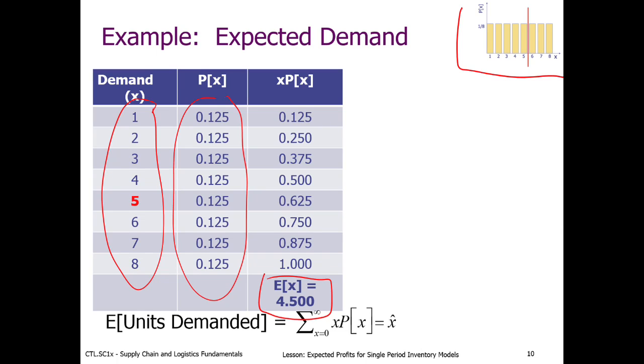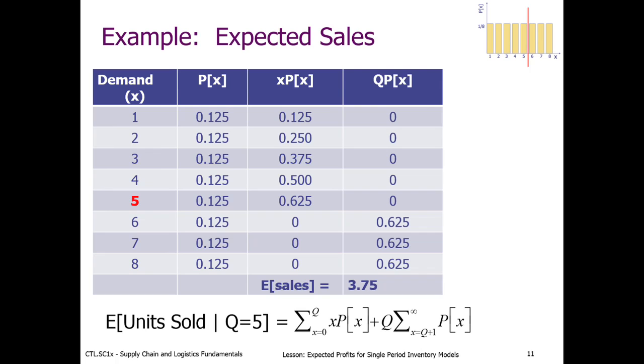Now this is the expected demand, and note that this doesn't take into account what the value of Q is at all. It doesn't matter. It's the pure demand. But the next thing we want to look at is the expected sales. And we can think of this actually as a conditional expectation. We're finding the expected units sold given that my order quantity is 5, because now it matters.